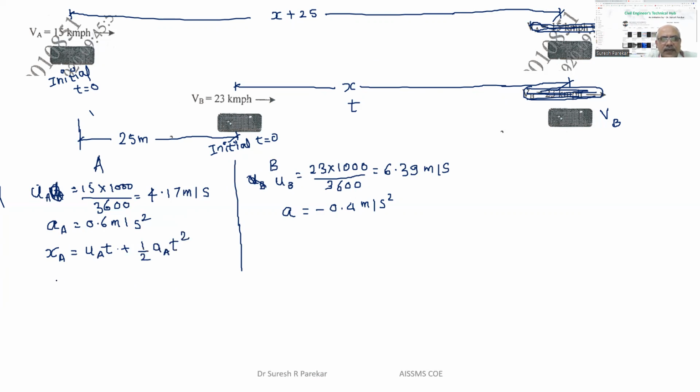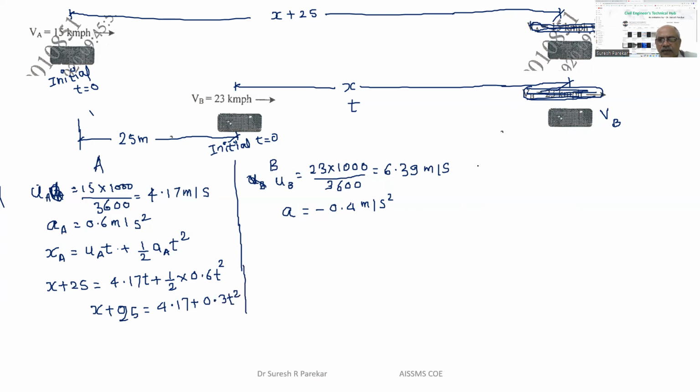Now x_A we have x plus 25. u_A we have 4.17 into T plus half into 0.6 T square. If I simplify it a little bit, I have x plus 25 equal to 4.17 T plus 0.3 T square.